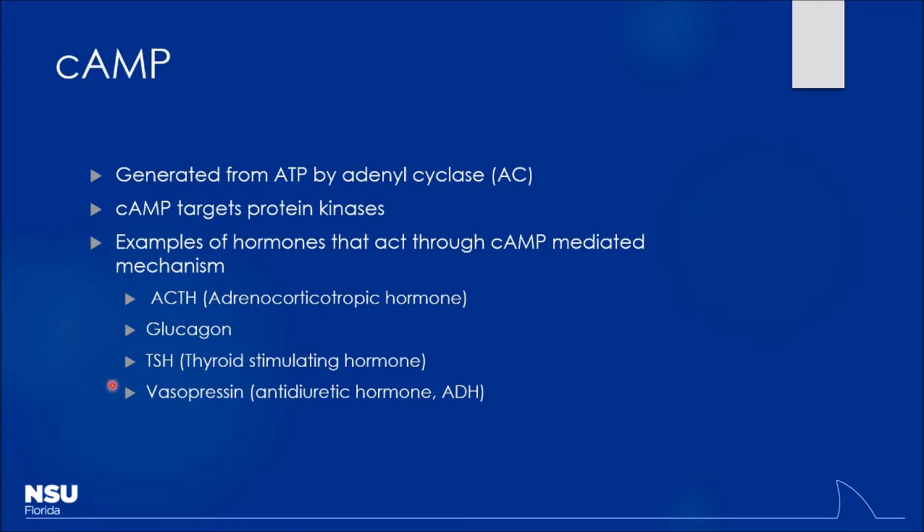For instance, when you have that activated within the heart, you're going to find the heart rate and contractility go up. If you did this in the vasculature, you may find increased blood pressure. Different effects depending on the type of tissue you're dealing with. Some examples of things that work through cyclic AMP include ACTH, glucagon, thyroid stimulating hormone, and vasopressin.